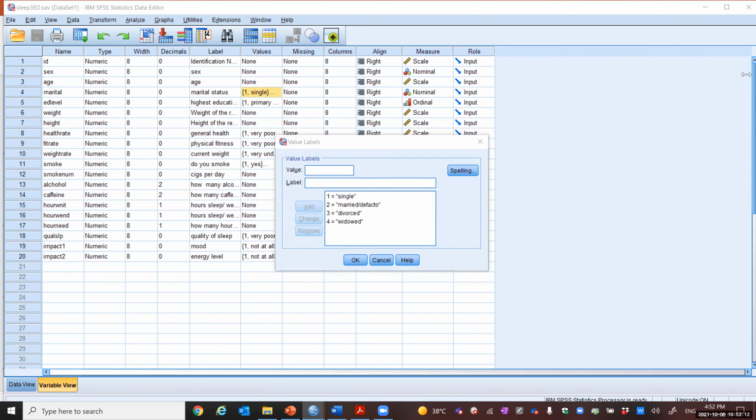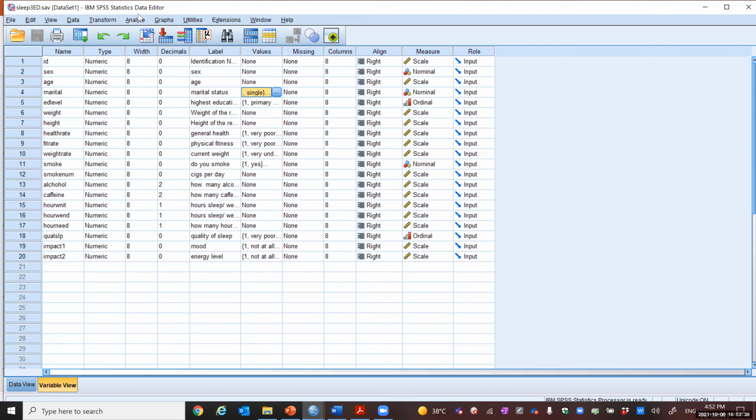Anyone? Yes, because this independent variable has more than 2 categories. If this variable had only 2 categories like single and married, I could have used a t-test. But now the categories are more than 2: single, married, divorced, widowed. So we cannot use a t-test. So we have to use ANOVA.